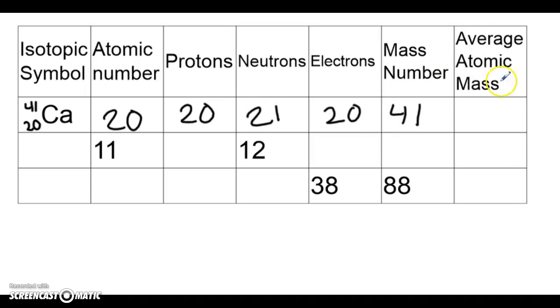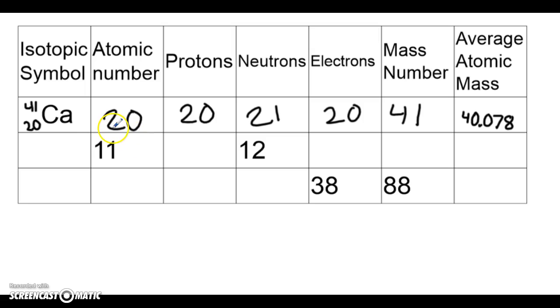That's good. And for the average atomic mass, I look on the periodic table, and I see the average atomic mass on my periodic table is 40.078 AMUs. So a good guess would be that calcium exists as calcium 40 and calcium 41, and that the calcium 40 atoms are much more common in the world. So go ahead and pause and fill in the next 2 rows.